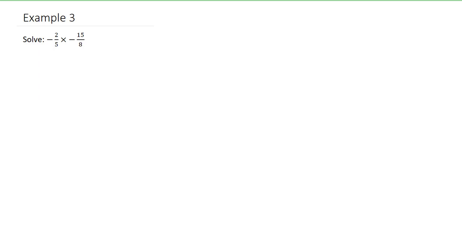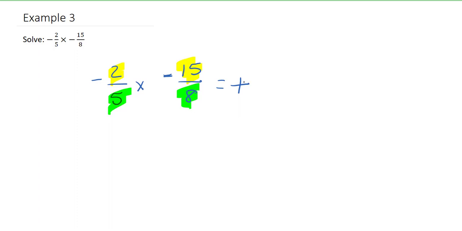Example 3, we're going to solve for the following. Let's remember our rule about multiplying two negatives together. Multiplying two negative numbers together will equal positive. This is still true with fractions, so our answer will be positive. Let's go ahead and rewrite this below. Once again, we're going to multiply the top together, and then multiply the bottom together. So let's do that. We know our answer is positive.